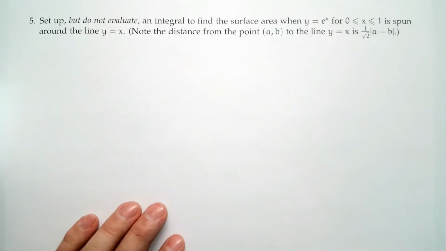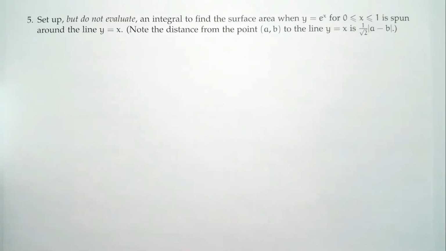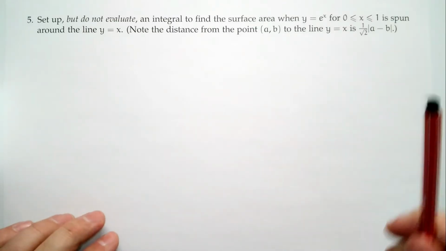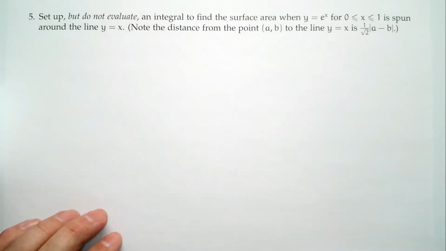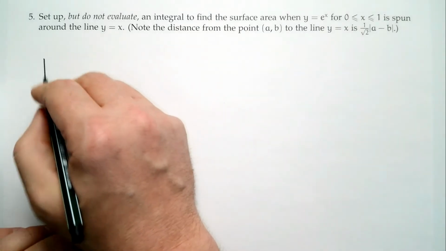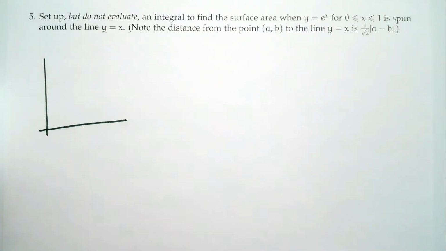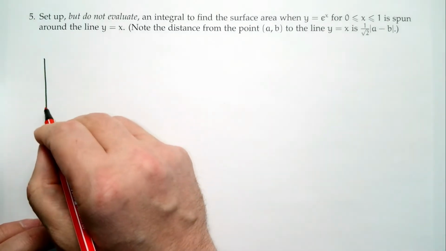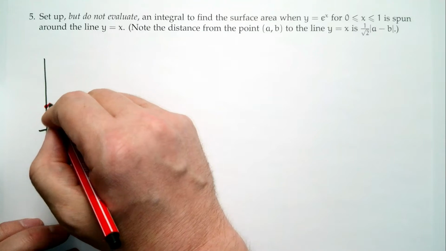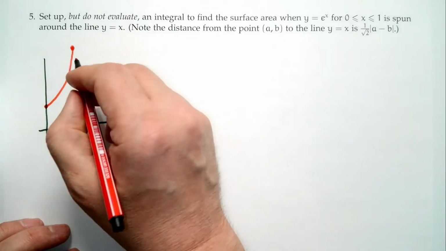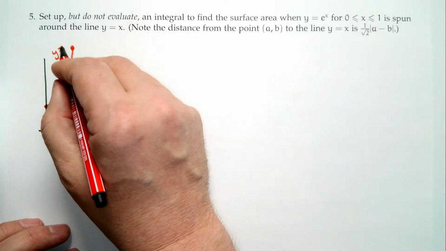Number 5. Set up, but do not evaluate, an integral to find the surface area when y equals e to the x for 0 less than or equal to x less than or equal to 1 is spun around the line y equals x. So let's see what's happening here. We have the curve y equals e to the x, and we know what that looks like. At 0, e to the 0 is 1, and then it's going to move up. So this is our curve y equals e to the x.